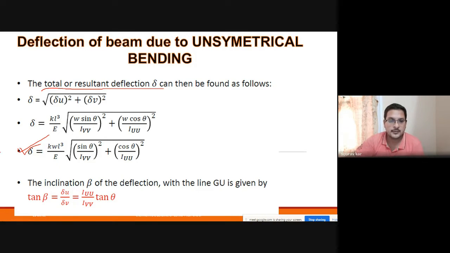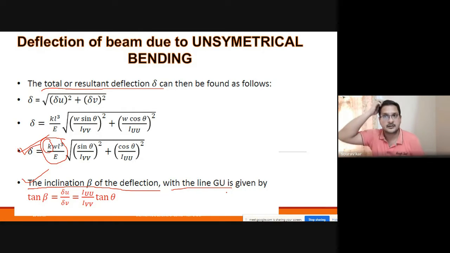So K W L cube, where K is a constant value and W is the load, so this part is obviously constant. K W L cube by E, whole root of sin theta by IVV whole square plus cos theta by IUU whole square. Now another important point: if someone asks the inclination beta of the deflection, that means in which axis it will deflect.